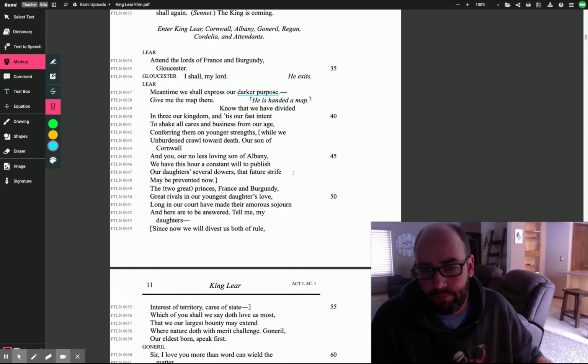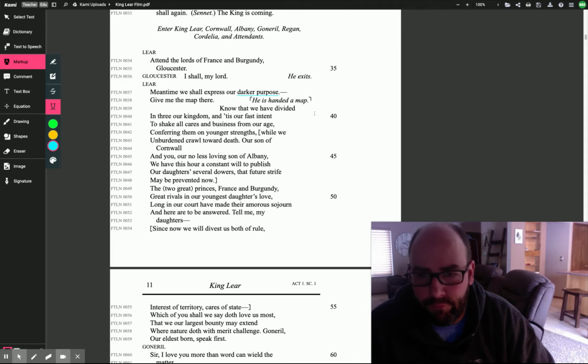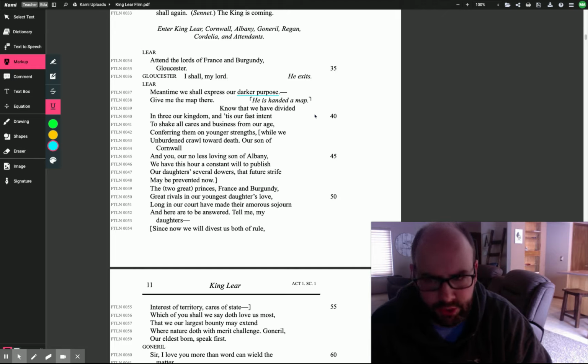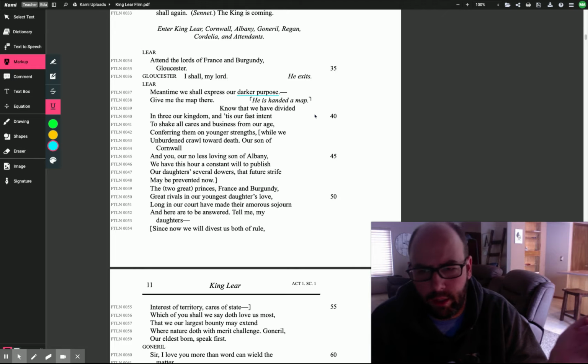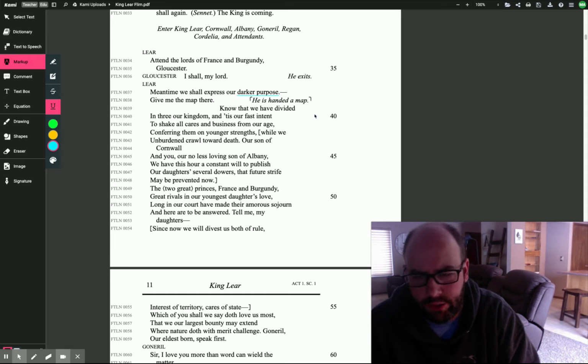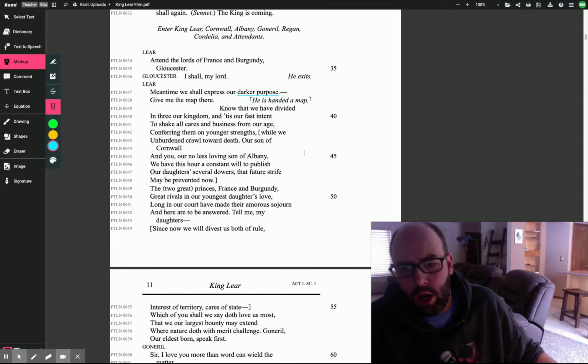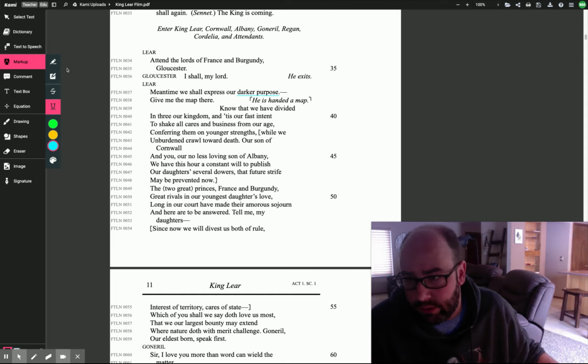So he's handed a map. "Know that we have divided in three our kingdom, and 'tis our fast intent to shake all cares and business from our age, conferring them on younger strengths, while we unburdened crawl towards death."